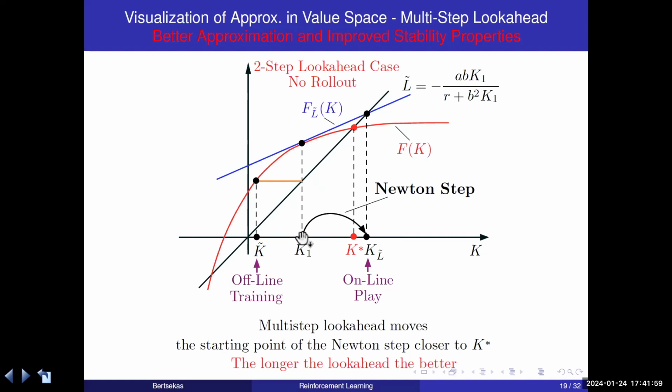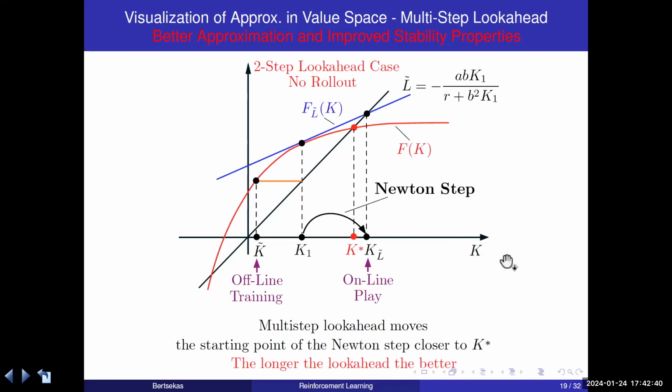In three-step look ahead, we would start with K tilde, do one value iteration, then a second value iteration, and then apply the Newton step. So it will work better because the starting point for the Newton step is going to be better, closer to K star. So this brings up a general idea that the longer the look ahead, the better. And even though I'm not showing rollout in this figure, rollout also helps. And you can draw the corresponding figures and see how it works. All of this is important.